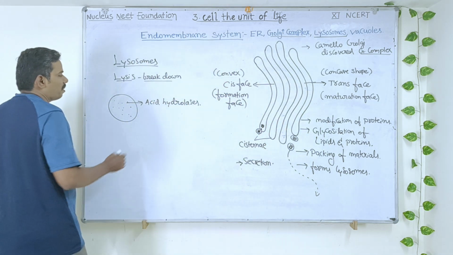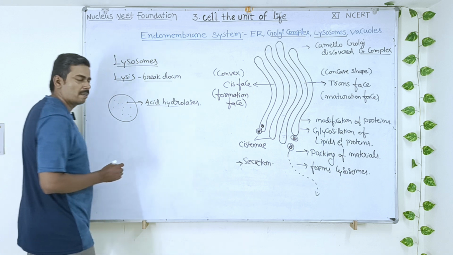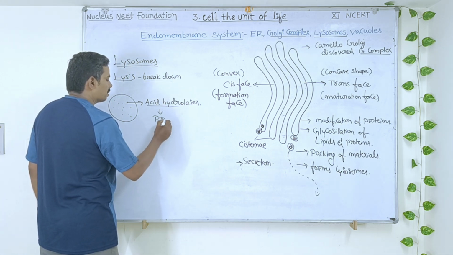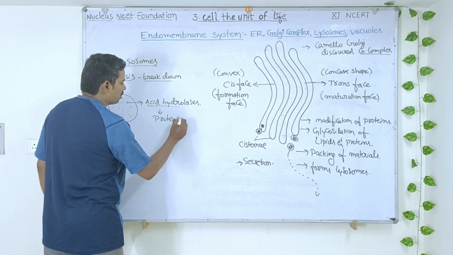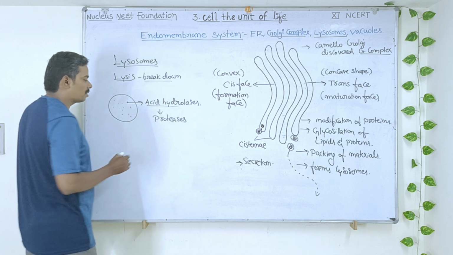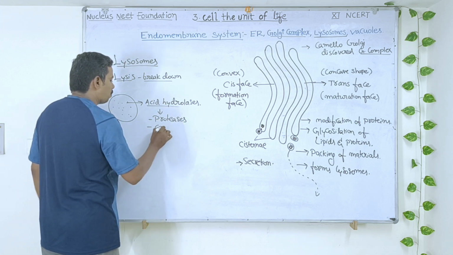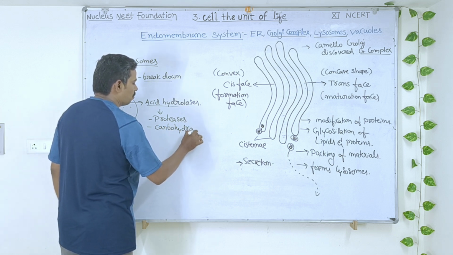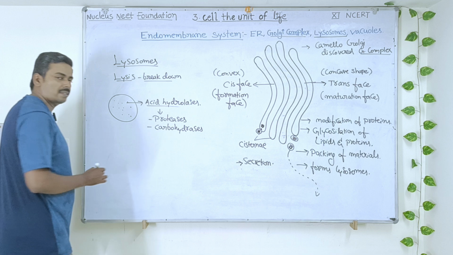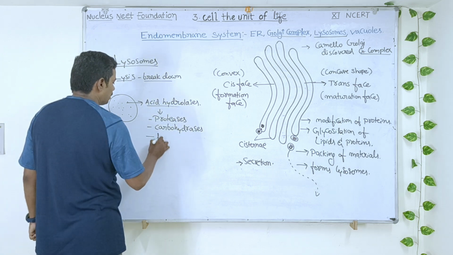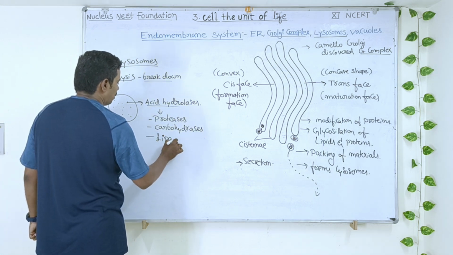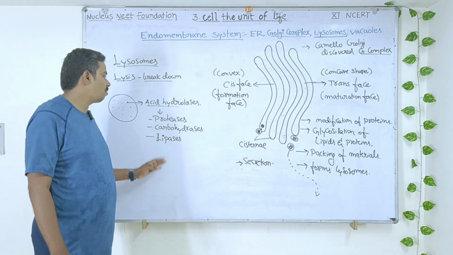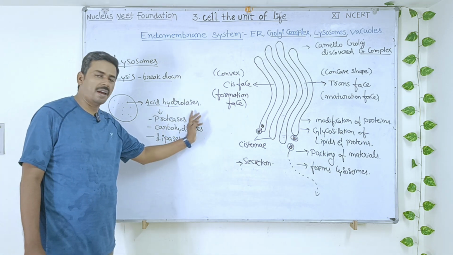And what are the different types of acid hydrolases present inside the lysosome? That includes proteases. Proteases will hydrolyze the proteins. Carbohydrases. These are the enzymes which will break down the carbohydrates. Lipases. These are the enzymes which will hydrolyze the lipids. So these are the three types of enzymes which are called acid hydrolases.